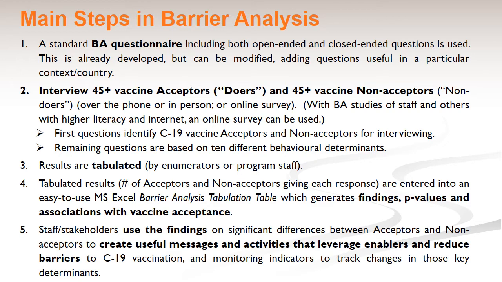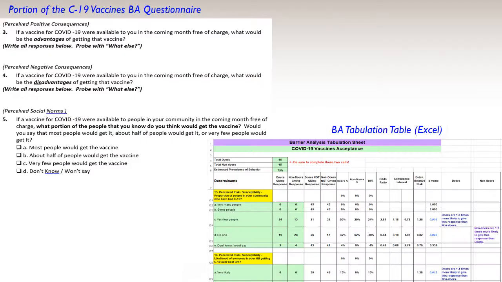Staff and then stakeholders use the findings on significant differences between acceptors and non-acceptors to create useful messages and activities that leverage the enablers and reduce the barriers to COVID-19 vaccination. And then they monitor indicators to track changes in those key determinants over time.